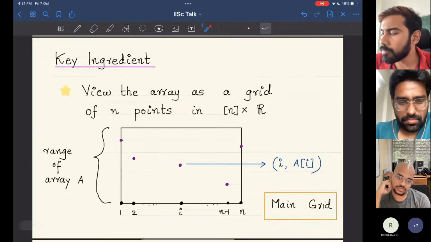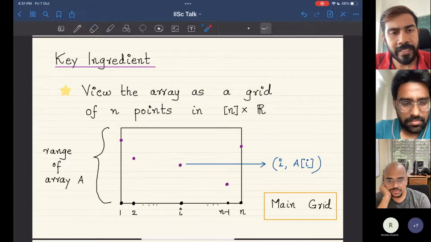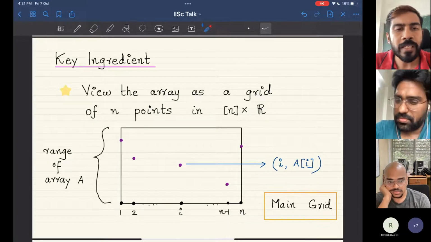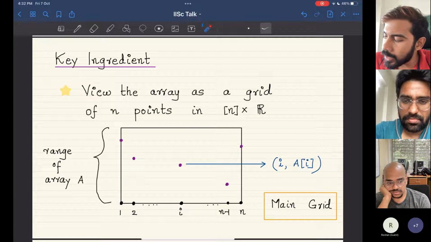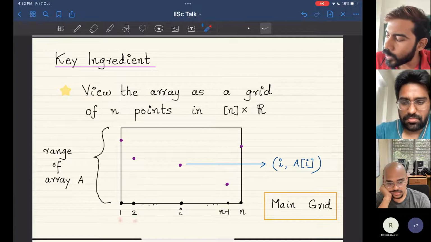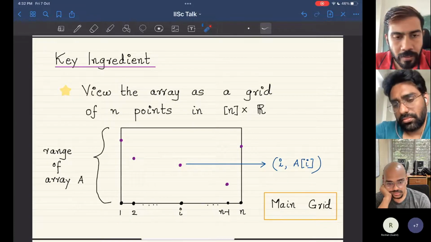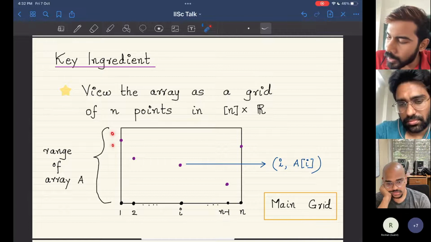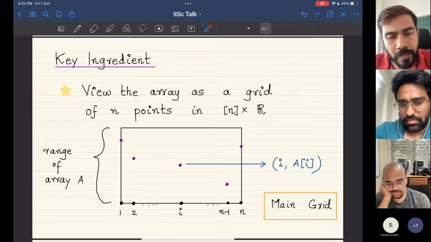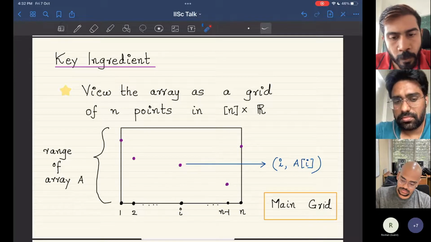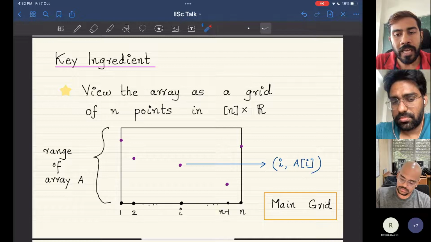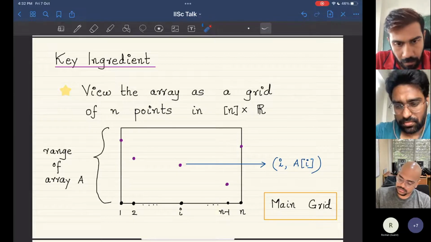So the key idea or ingredient is firstly to view the array as a grid of n points in [n] cross R. The array indices I am numbering from 1 through n, and the range of the array is some subset of real numbers. And I do not know this a priori, right? I have no idea what the range is, I have no idea what the array values are. But I'm visualizing it like this.